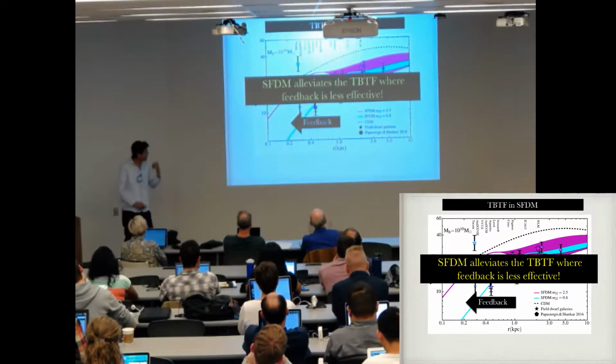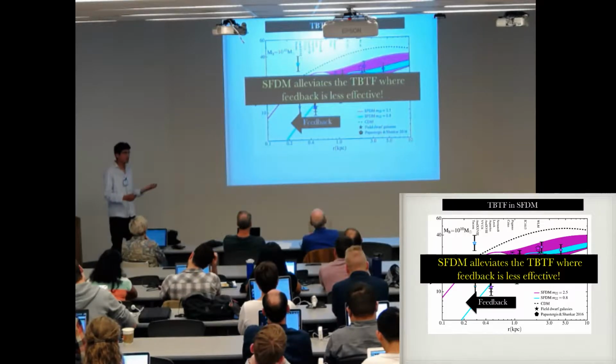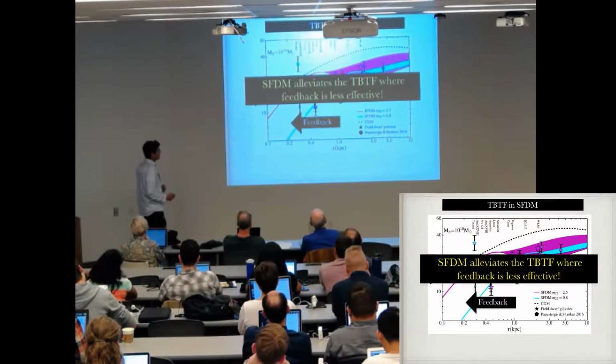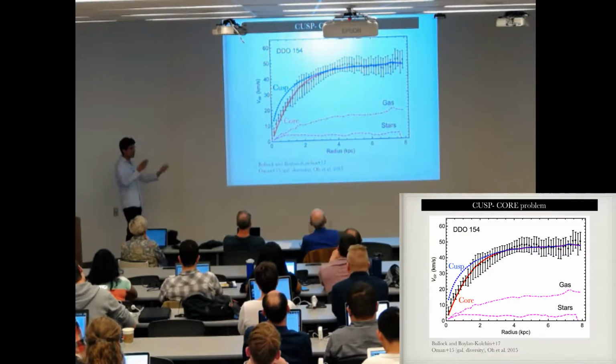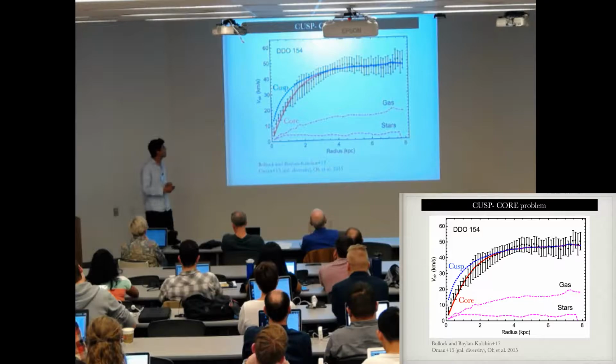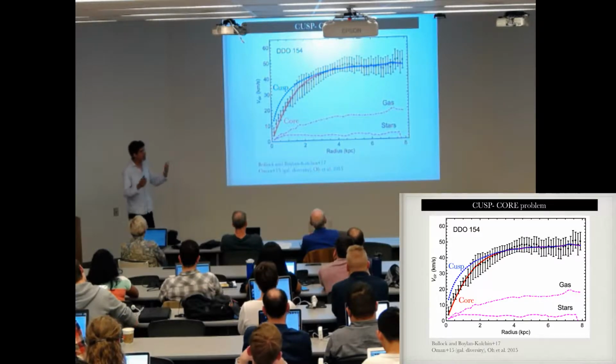So it turns out, like we found, that scalar field dark matter actually does better to describe the too-big-to-fail problem, but we also have to make sure that this propagates to different problems, right? Like that it can solve different problems, is what I'm trying to say.